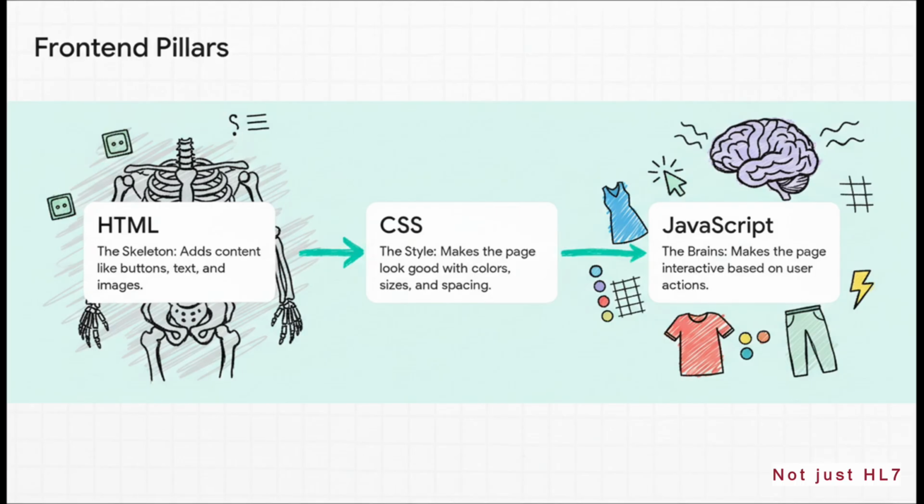Then, CSS comes in and adds all the style. It's the clothes, the paint, the design that makes everything look good. And finally, you have JavaScript. JavaScript is the brains of the operation. It adds interactivity, so when you click a button, something actually happens.